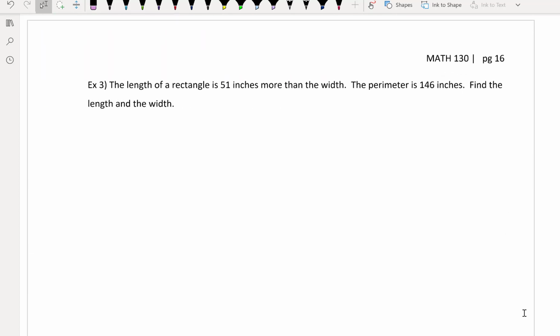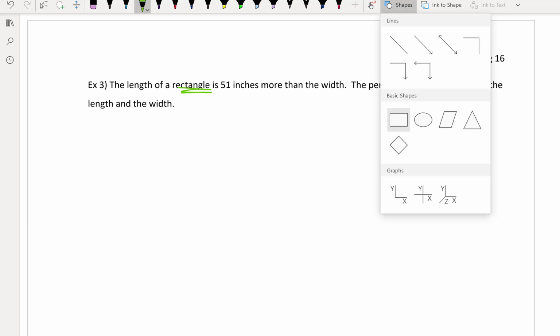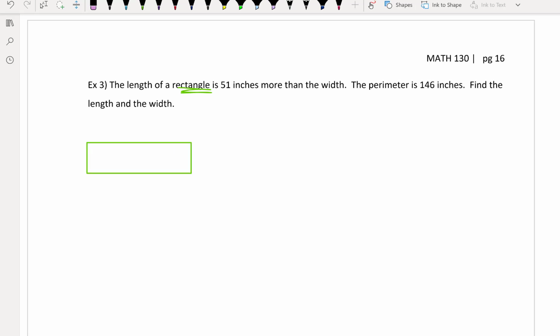Now we're going to be dealing with a different shape. It says the length of a rectangle is 51 inches more than the width. The perimeter is 146 inches. Find the length and the width. So I want to think about the shape that I have here, and it says that my shape is going to be a rectangle. So there is going to be my rectangle. And it specifically says that the length of this is 51 inches more than the width.